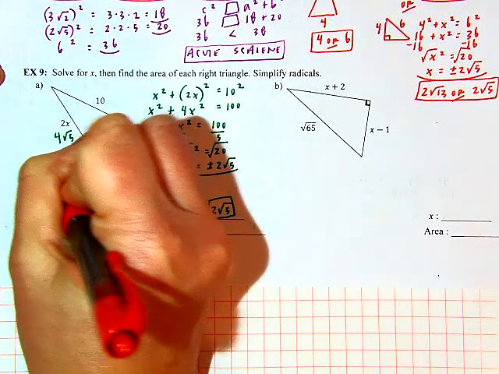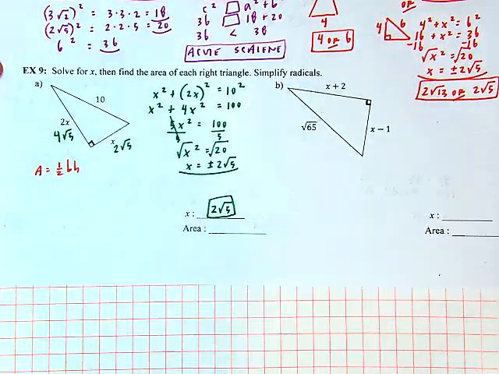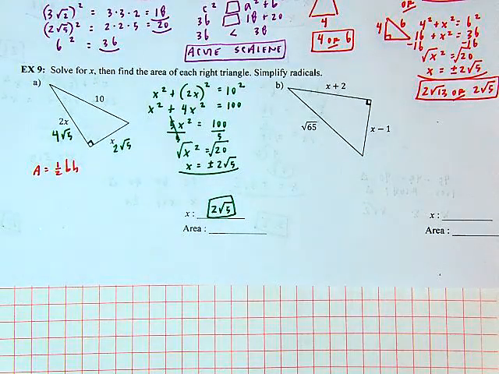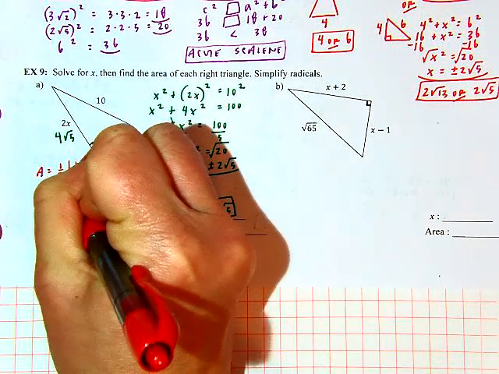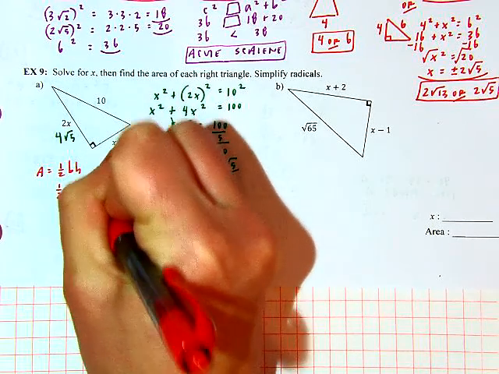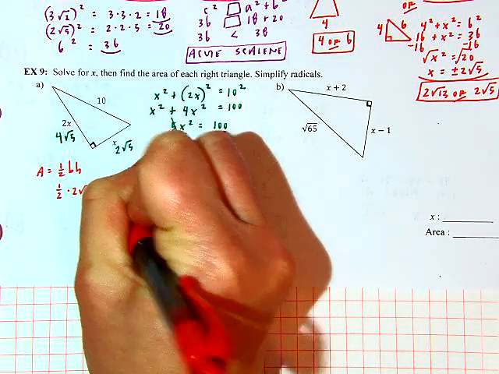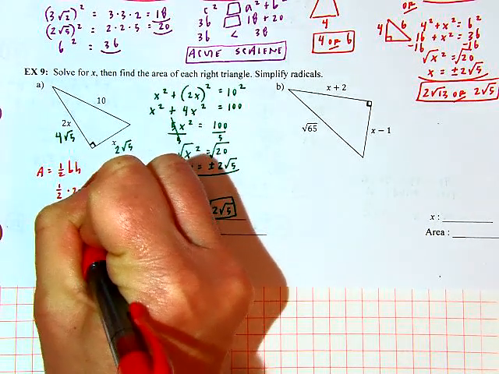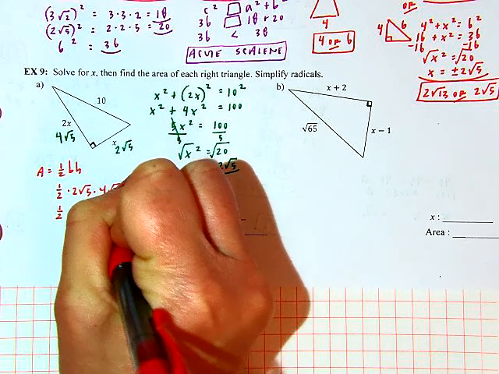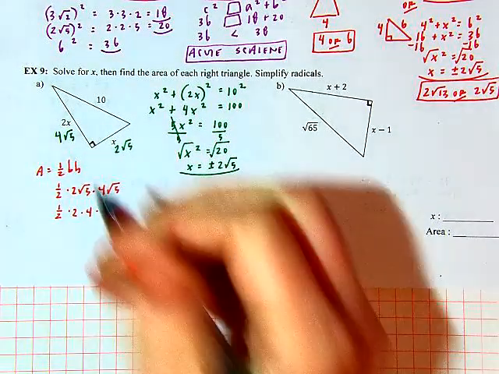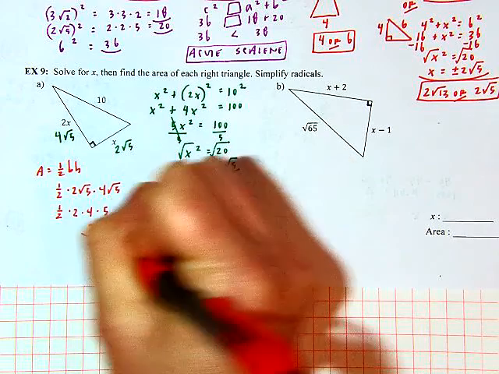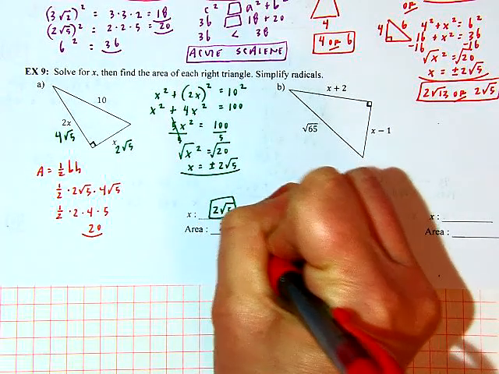So area is half the base times the height. When it's a right triangle, we love it, it has to be the two legs. So I'm saying half of 2 root 5 times 4 root 5. So half of 2 times 4 times 5. Half of 2 is 1 times 4 times 5, and we're at 20. So 20 units squared.